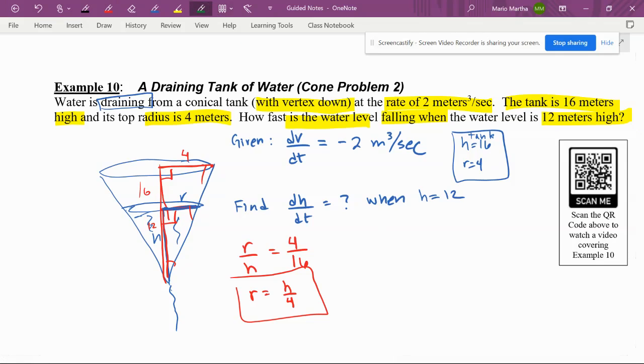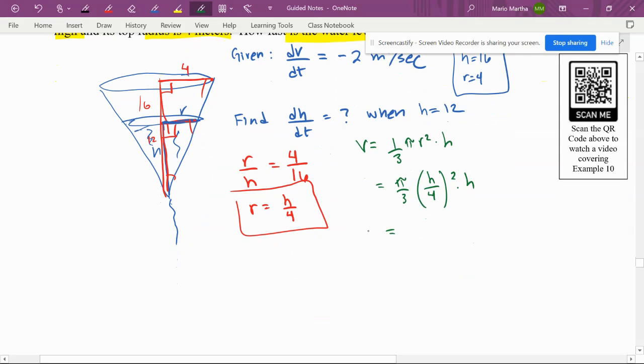So the equation is V equals 1/3 pi r squared times h. Again, we're going to substitute. That's going to be pi over 3, r squared is now h over 4 squared, times h. So the volume is equal to pi over 12. Oh, sorry, pi over 48, because it's 16, and on top we have h cubed. And then we take the derivative of that, of course.